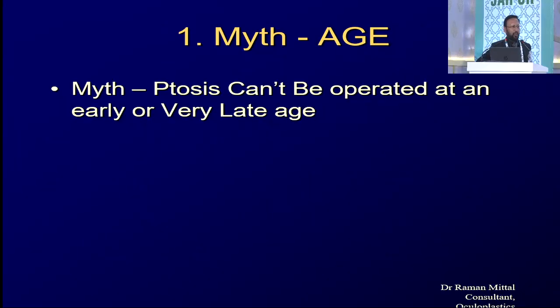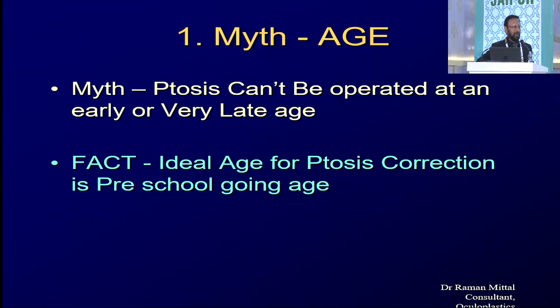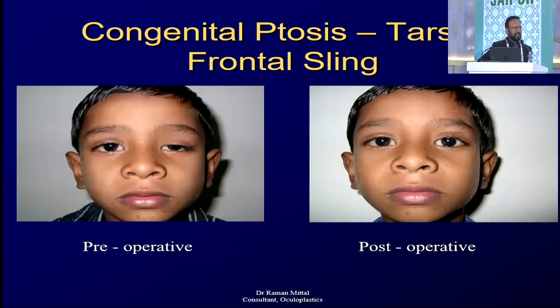The most important and most common myth is that the patient cannot be operated at a very early stage or at a very late age, which is absolutely wrong. The ideal age for ptosis correction is preschool going age, that means less than 3.5 years also we can easily do it. That is the best time, because the child is going to school and the colleagues around would be teasing him or her. The patient will have some psychological disturbances and personality disorders if not corrected at this age.